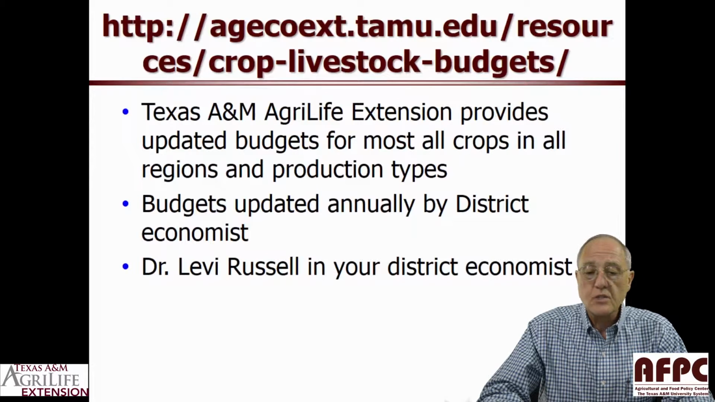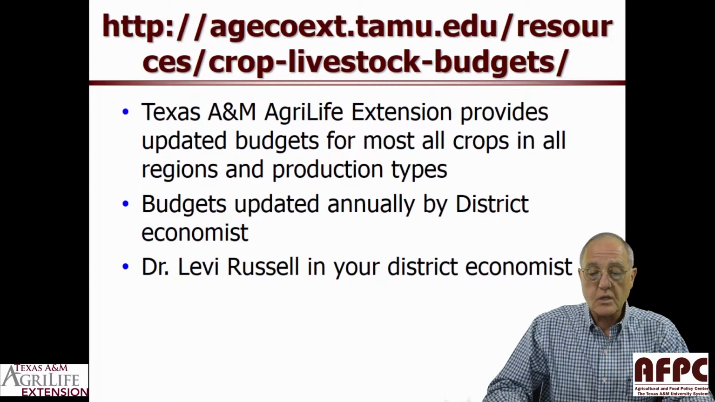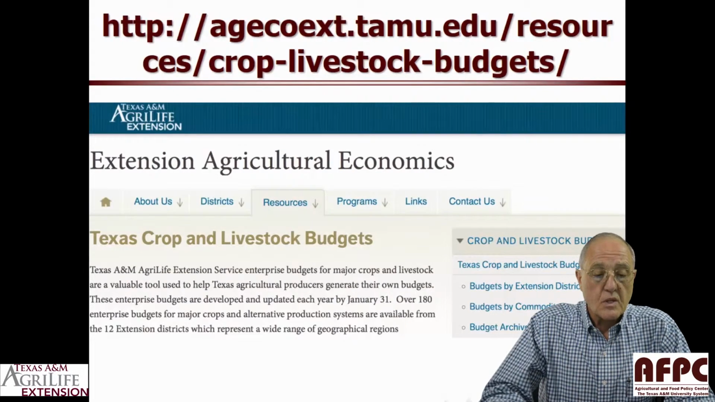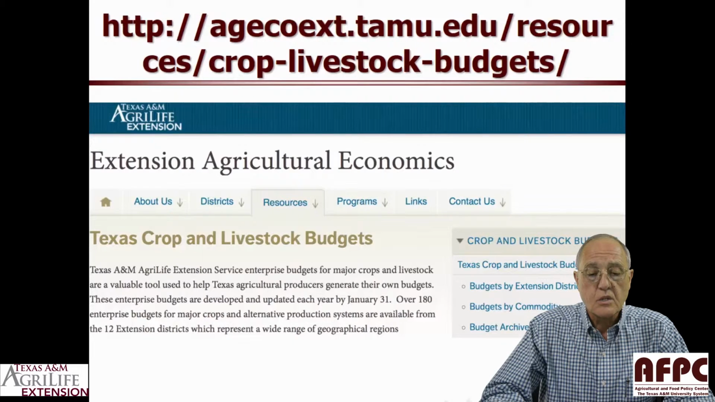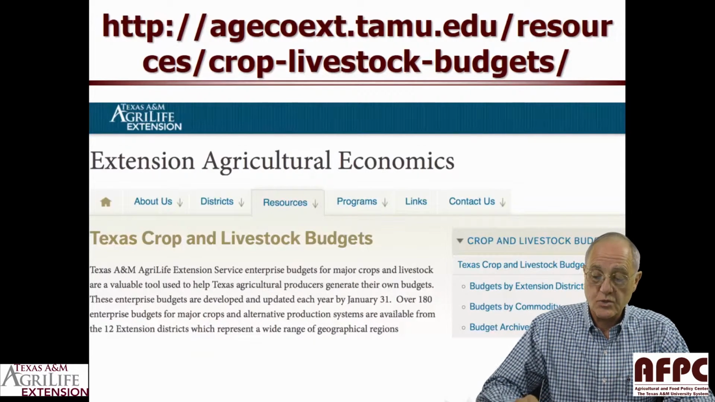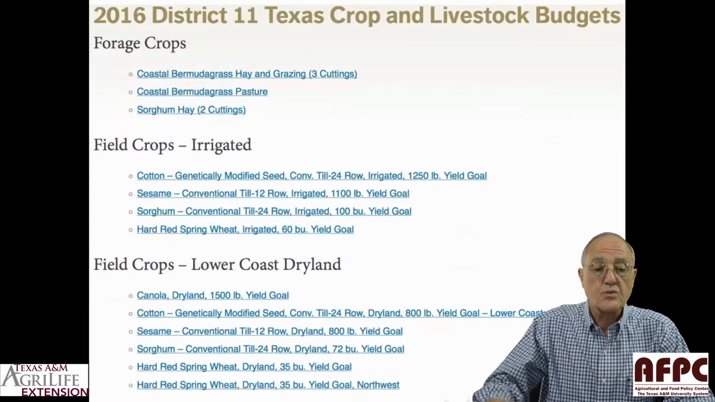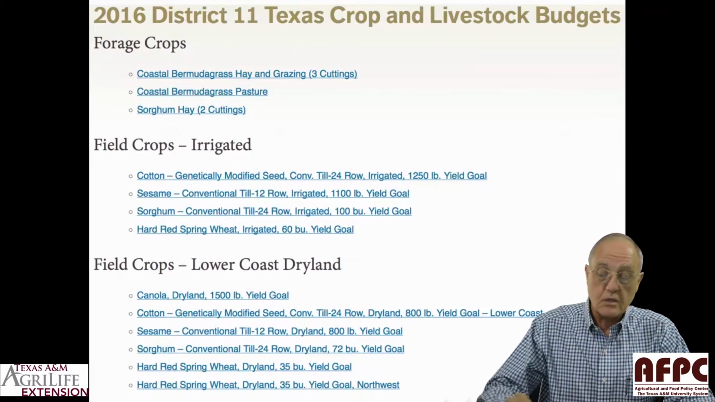The AgriLife Extension provides updated budgets for most all crops, and they're in the Coastal Bend district. Dr. Levi Russell is our district economist there. An easy way to get to it is this website at the top of the screen. The Extension Ag Economics website is where it's going to take you. You can pull your budgets in by district or by crop, as it shows here. I've just gone to District 11 to show the types of budgets that are available. We have forage crops, field crops, and irrigated and non-irrigated.